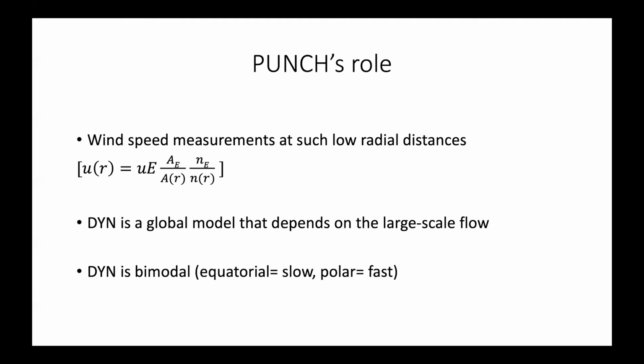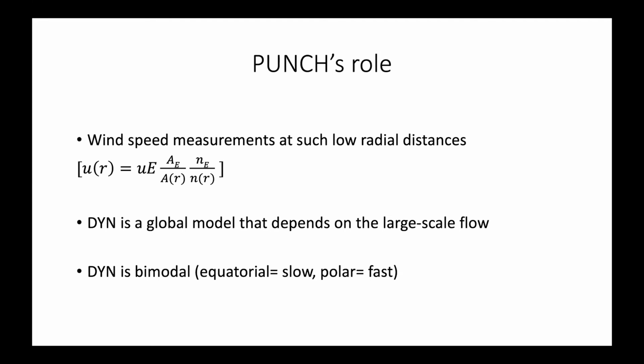And now let's see what is the relation of this work with the PUNCH mission. In a way, the DIN model is going to be an end user of the PUNCH data, in the sense that the PUNCH mission will measure solar wind speeds at low radial distances, which is something we need, because for the moment we are using the speeds measured at 1 AU as an approximation. It will be very good news for us if the PUNCH mission can provide us with measurements directly in this area.